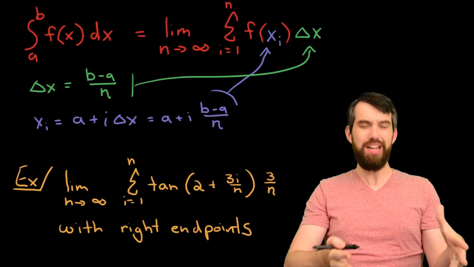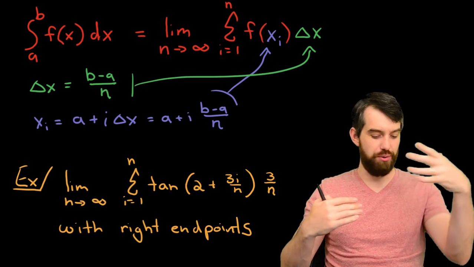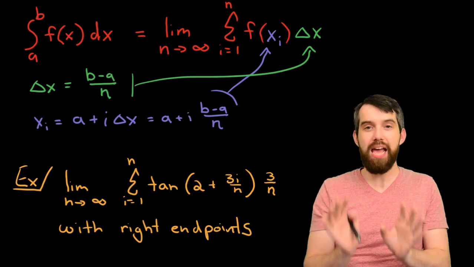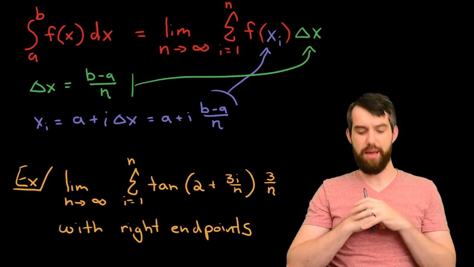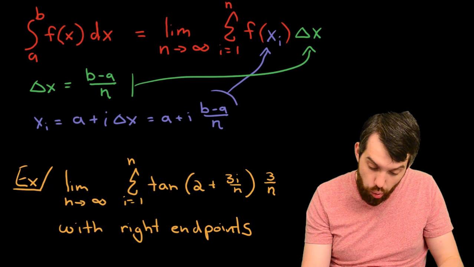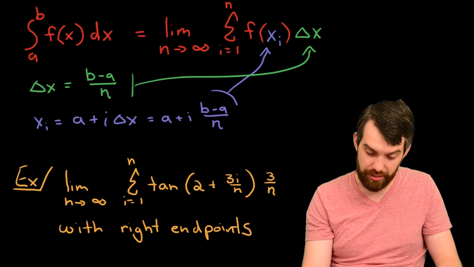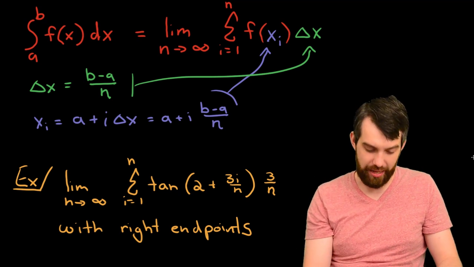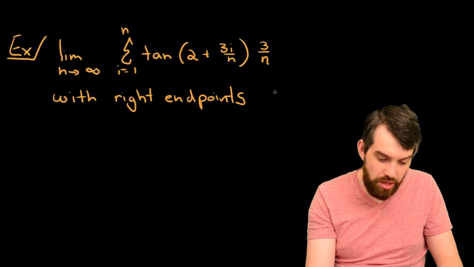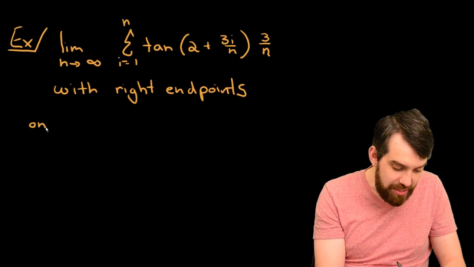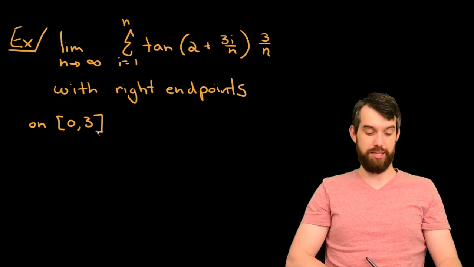So what I've written down here is a limit as n goes to infinity. I have a sum from i equal to 1 to n. That doesn't really change. And then I have the tangent of 2 plus 3i times 3 over n. And I'm claiming that I'm using right endpoints. And I have to tell you one more thing: I have to tell you what the interval is, where I am doing this. So I am going to claim that my right endpoints are going to be used on a specific interval, and I'm going to do, how about 0 to 3? I think that's going to make everything look nice.